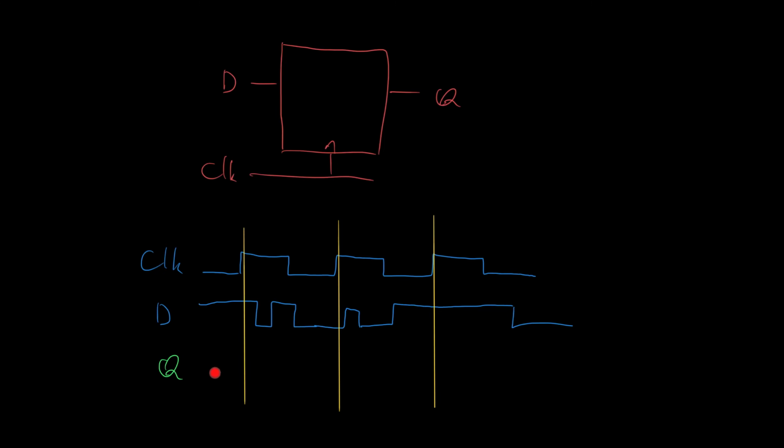We have not been given the initial output value of Q, so we don't know before the first rising edge what value Q will have. So what we can do is denote it with a don't know value. This will become useful later on when we study timing.